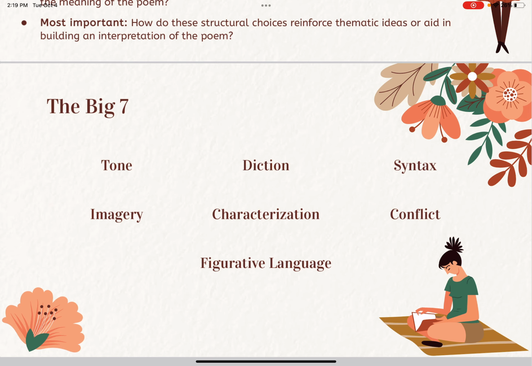The big 7 is great. Obviously you should know all your devices. These big 7 literary elements are so good for poetry: tone, diction, word choice, connotation, denotation, syntax, the structure of the sentences themselves, imagery, characterization, conflict, and figurative language, metaphors, simile, things like that. These are your big 7, okay? I'm not saying don't look at all those other things, right? But these are a good big 7 to get comfortable with.